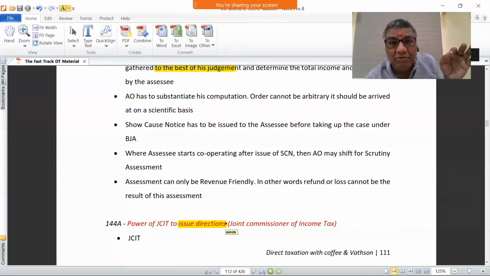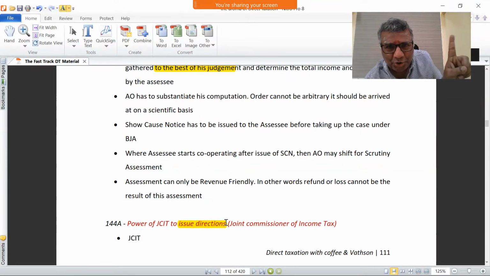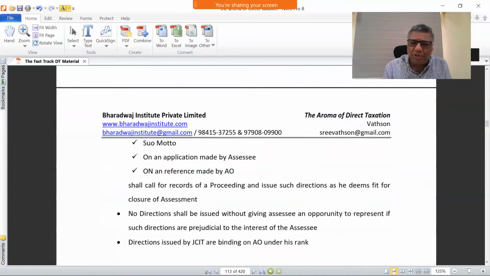To whom can he give that direction? To his subordinate. Can he give a direction: complete the assessment by asking the assessee to pay tax of 1 crore? No order prejudicial can be passed without the principle of natural justice, without giving an opportunity to the assessee. On his own or on an application made by the assessee or assessing officer, he shall call for the records and proceedings and issue direction as he deems fit.